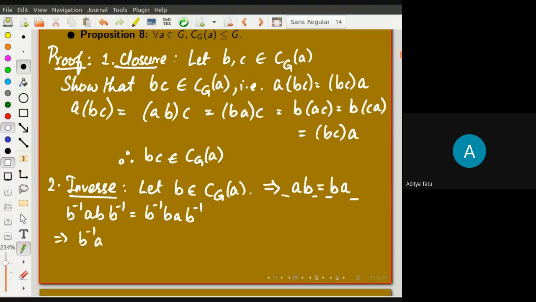B inverse A. B into B inverse is identity. Forget that. B inverse B is again identity. So, B inverse A equals A B inverse. This implies that B inverse is also in the centralizer of the element A. So the centralizer of any element is a subgroup.